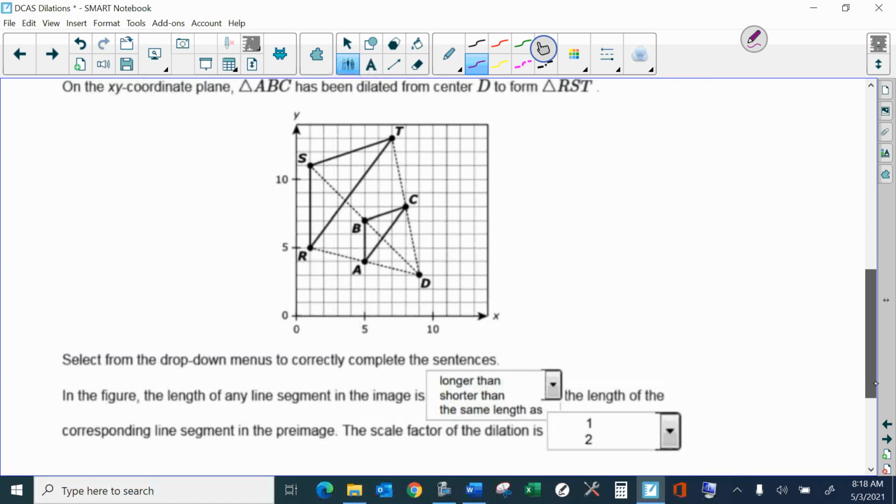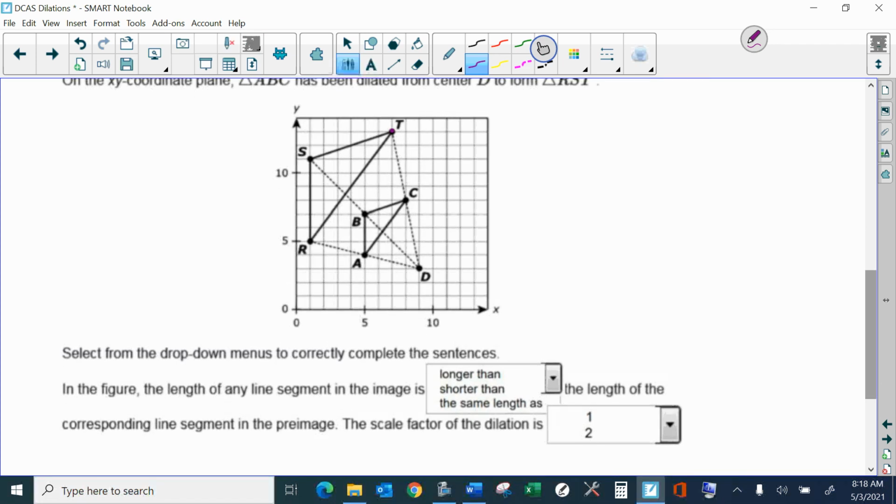Dilated from center D. We can know that because remember, we can go right through corresponding points and where they intersect, that is the center of dilation. That's a quick review of how you find the center of dilation.